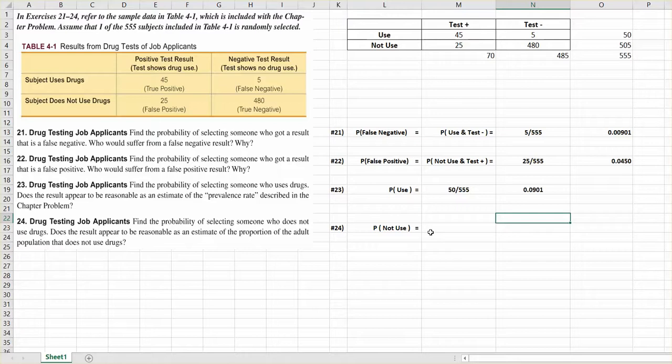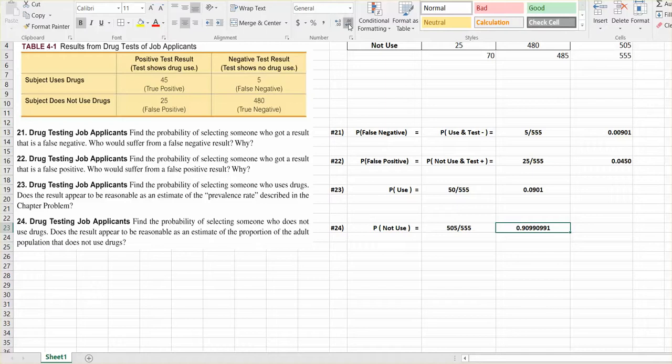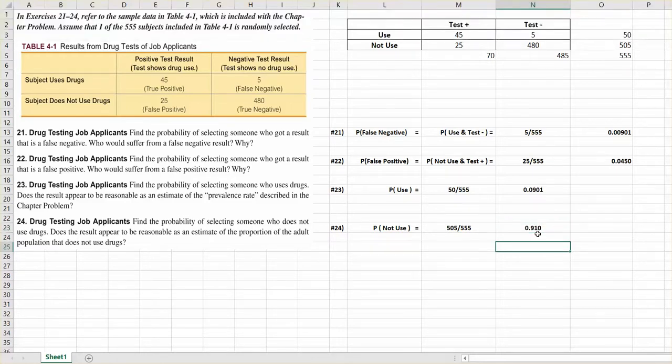And the probability that they don't use, well, that should be everybody else, but we've got the information up here so we can compute that directly. We have 505 people that don't use out of 555. And again, to go 3 significant digits, that first 9 is our first significant digit. We're going to want to round it off to 2 digits beyond that. So take that back 1 more. And so when the 9 rounds up, that carries over.